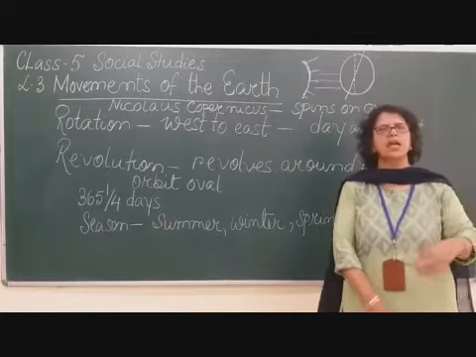Now, as we know, the earth moves from west to east. Since we are rotating from west to east, we see the sun rising in the east, but actually the sun is not rising, it is in one place. We are only moving, and we see the sun setting in the west because we come to the end of the day. So rotation causes day and night.